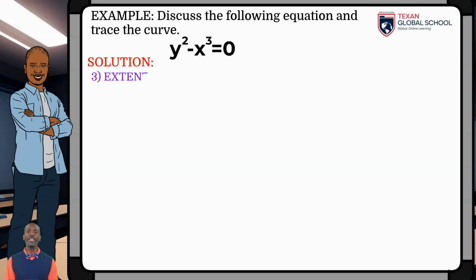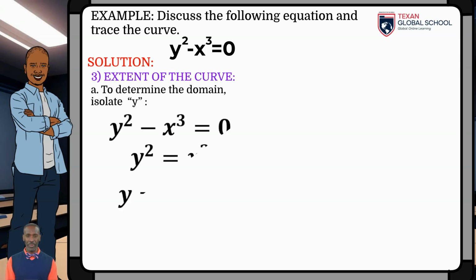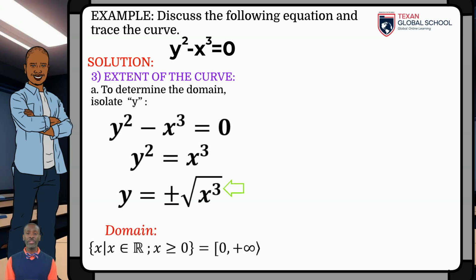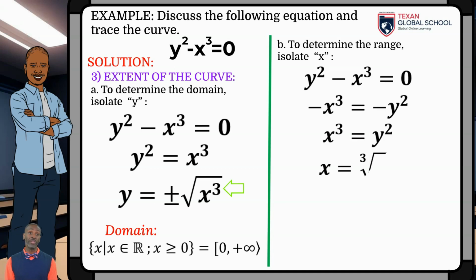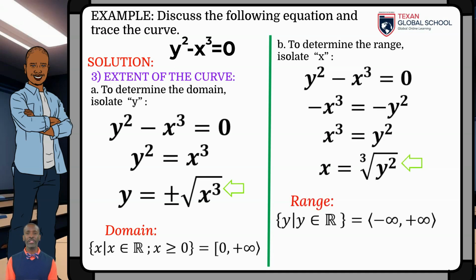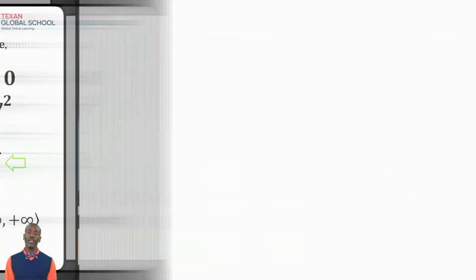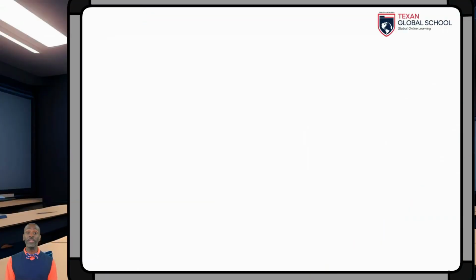Now, determine the extent of the curve. To determine the domain, isolate y. There is a restriction when x is a number less than 0, resulting in imaginary numbers. Therefore, the domain includes all real numbers greater than or equal to 0. To determine the range, isolate x. In this case, there is no restriction. Therefore, the range includes all real numbers.